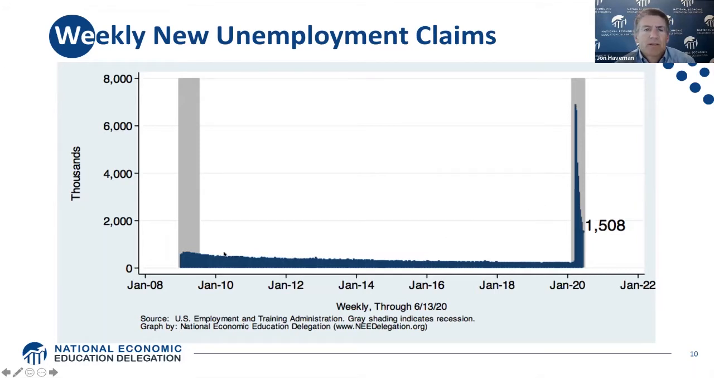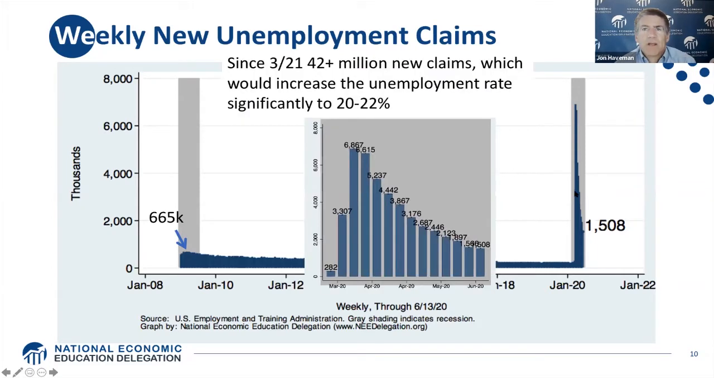This is going back to the global financial crisis. At the peak of the global financial crisis, on a weekly basis, we had 665,000 people applying for unemployment insurance. So this is just to illustrate how quickly and hard this really hit. We had more than 10 times the number of people at the peak of the global financial crisis in two consecutive weeks. And it started coming down. Right here, we've got the detail. It jumped up to 6.9 million, 6.6, and then fell down to where last week it was announced 1.5 million people applied for unemployment insurance for the first time.